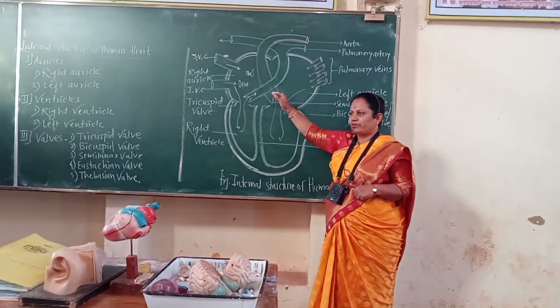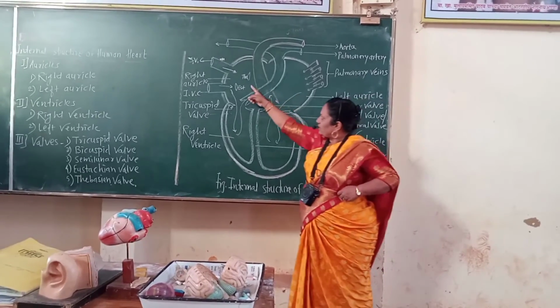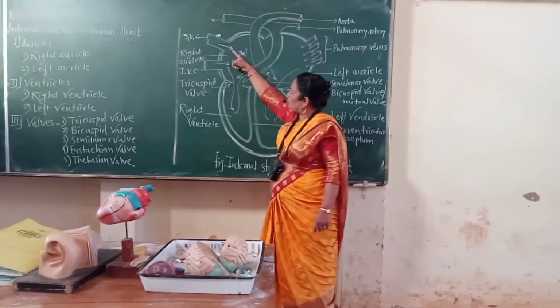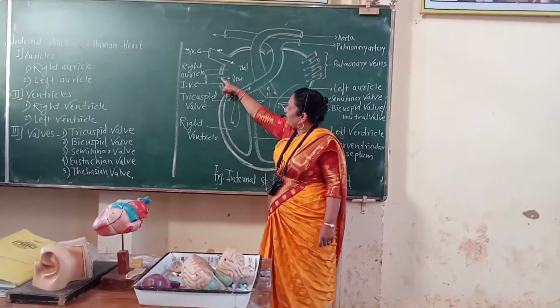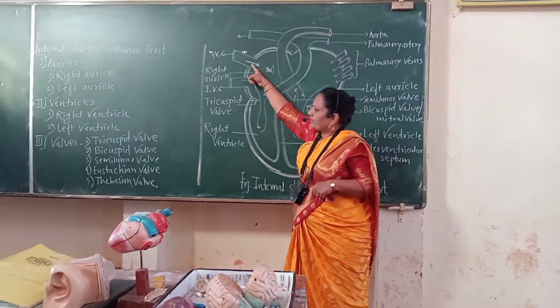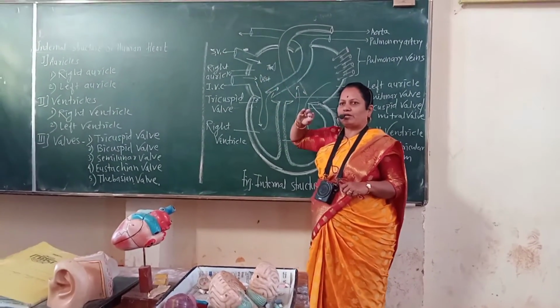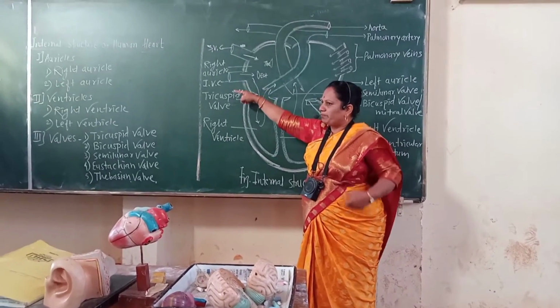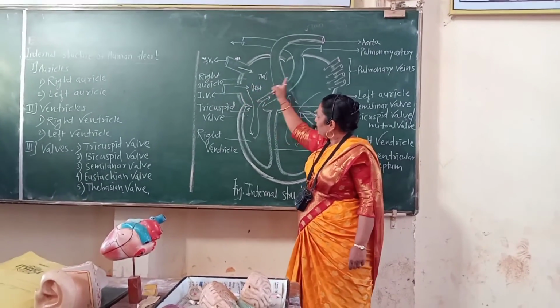Receives blood from the body. Right auricle receives impure blood or deoxygenated blood from the body through these two vena cava, that is superior vena cava and inferior vena cava. Superior vena cava collects the blood from the superior part of the body, while inferior vena cava collects the blood from the inferior part of the body.